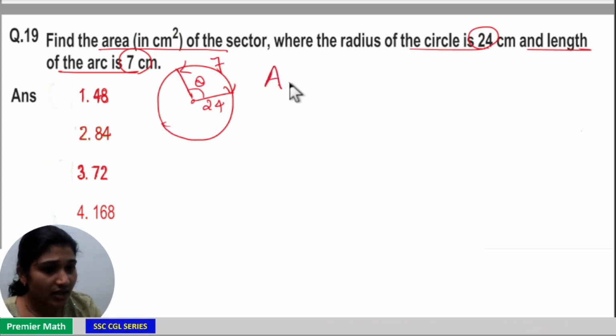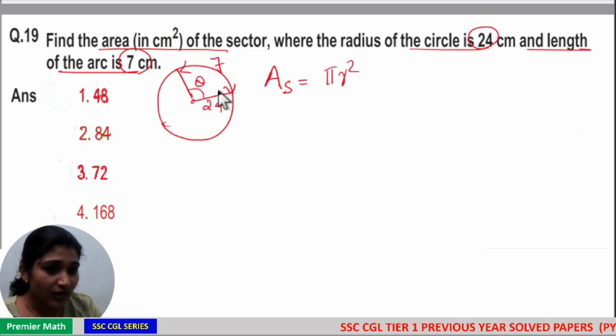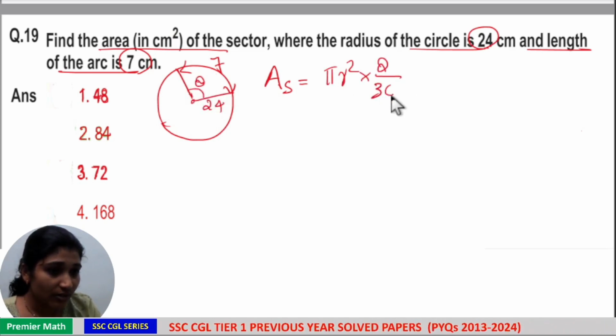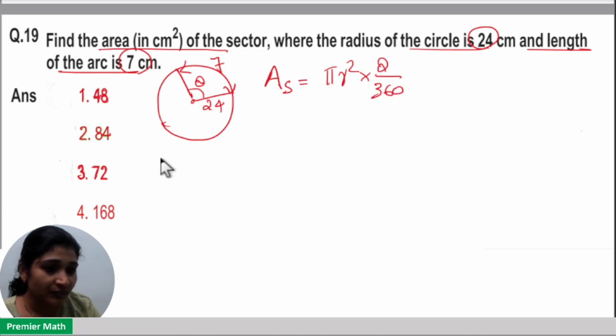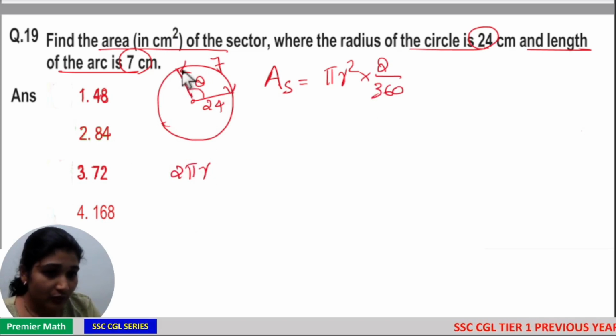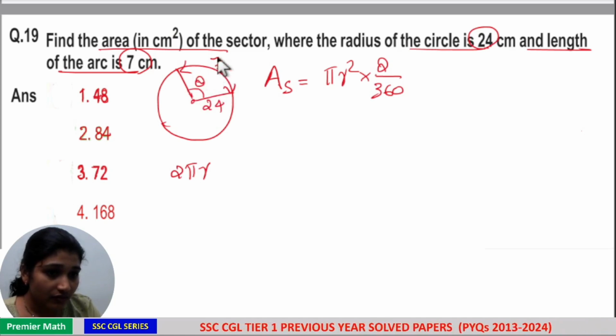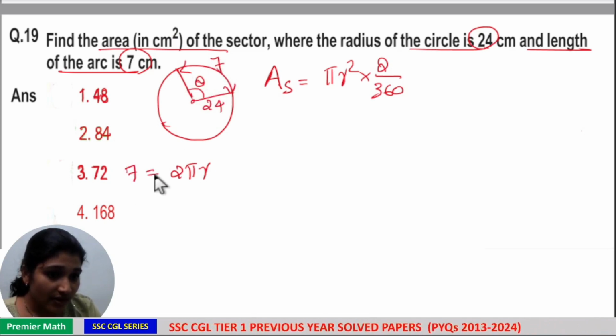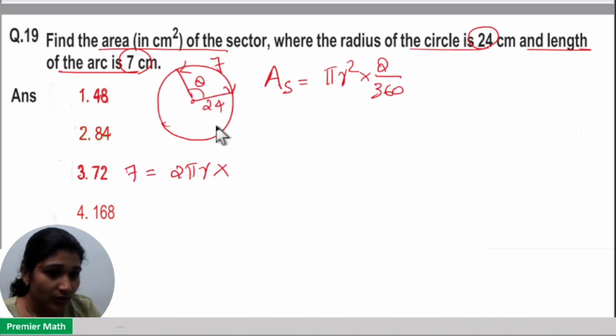Here, area of sector means here area of the circle is equal to pi r square. But we have to find out area of the sector with this angle theta. So pi r square into theta by 360 is area of sector. And here perimeter of the circle is equal to 2 pi r. But if you look at the length of this arc, which is equal to 7. So the 7 is equal to 2 pi r into theta by 360.